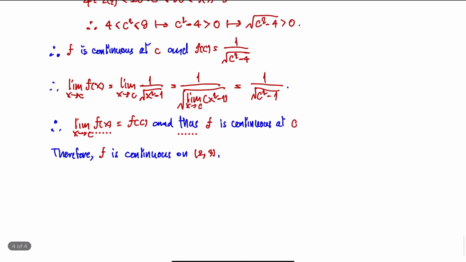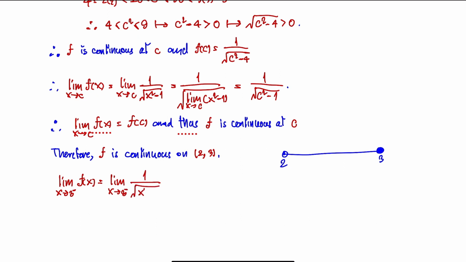Okay, now what can we do next? The next thing you have to do is to consider the endpoint, right? The endpoint on the left side. So we have to consider the limit of f of x as x approaches 3 from the left side. Now, let's take a look. The limit as x approaches 3 from the left side of f of x, which is 1 over square root of x squared minus 4. And what does it become?